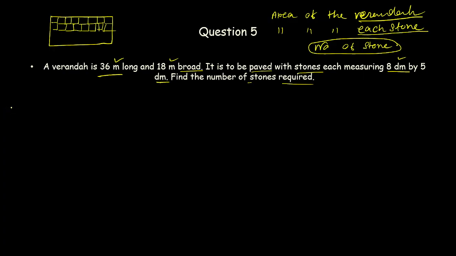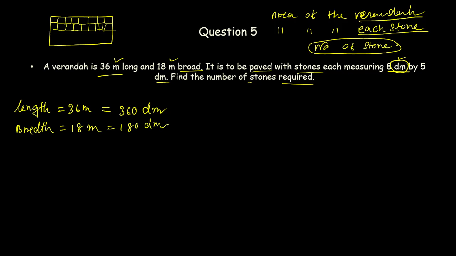So length and breadth are given. Length is how much? 36 meter, right? But we need to convert it into decimeter, so 360 decimeter. Now breadth is how much? 18 meter, that is 180 decimeter. Therefore area will be 360 into 180 decimeter square. We don't need to calculate it now because ultimately we'll do the division, so let it be like this.